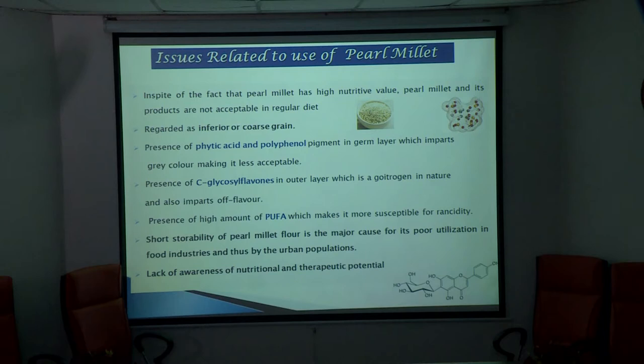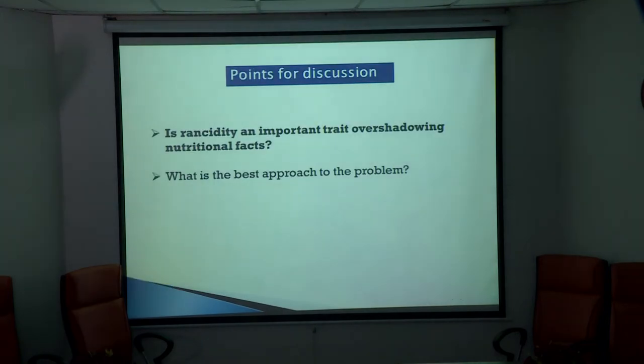So, due to unawareness about the importance of this crop, people have not accepted it. And second, it is rich in PUFA, polyunsaturated fatty acid, as I told, rich in omega-3 fatty acid. The presence of a high amount of PUFA makes it susceptible to rancidity. It easily gets oxidized, which leads to rancidity. And there is a lack of awareness of the nutritional and therapeutic potential of this crop. These are some issues which make this crop neglected, and its nutrient potential is overshadowed. So the point for discussion here is: is rancidity an important trait which overshadows nutritional facts?